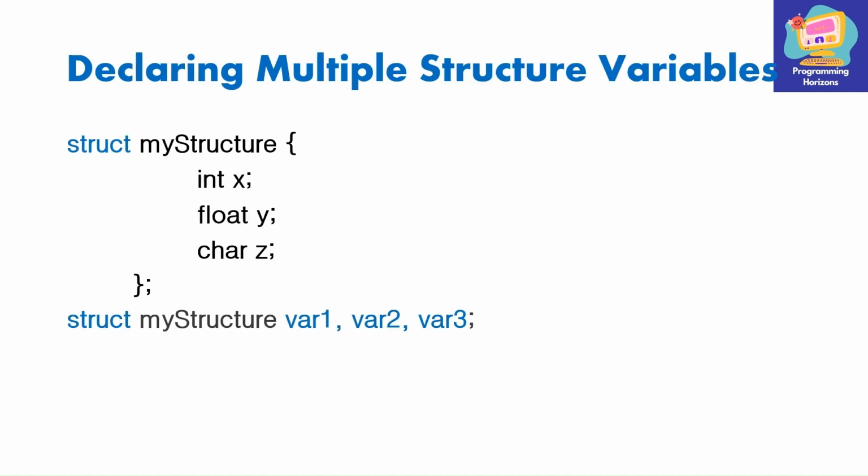We may also declare multiple structure variables at the same time. Here you can see we have first defined the structure. Here the name of the structure is my structure, consisting of 3 different variables: int x, float y, and char z. These are the members of the structure, and once the structure definition is created, we have created structure variables. So the syntax is keyword struct, then the name of the structure is written, and after that we define structure variables. So we have 3 variables here: var1, var2 and var3.